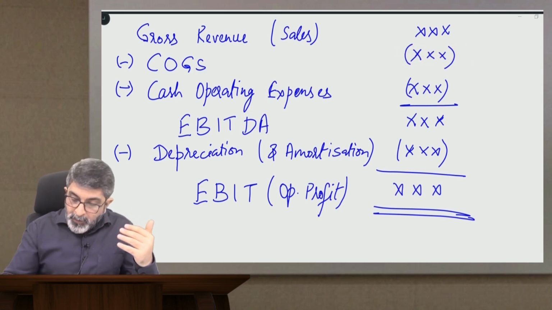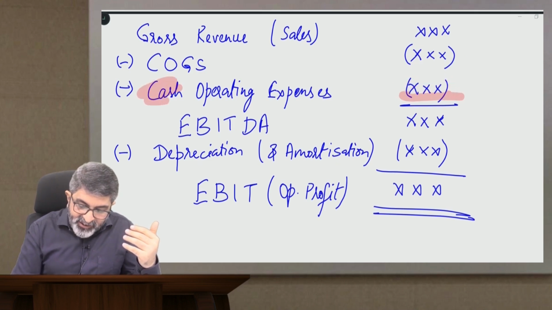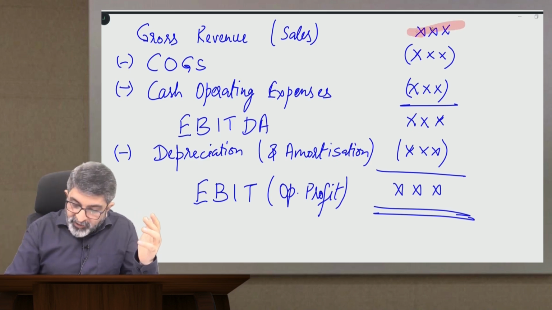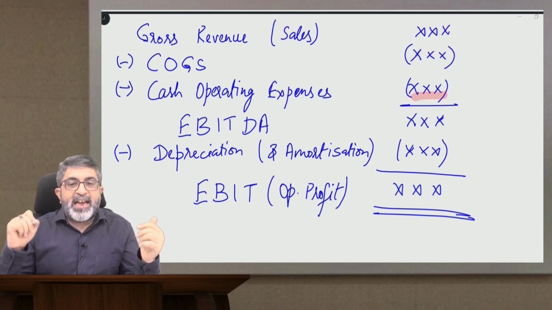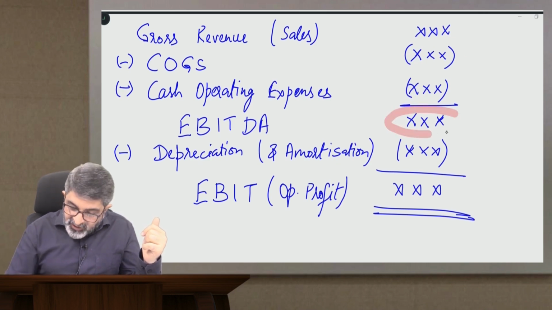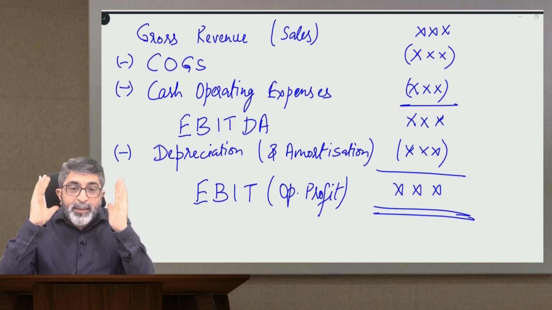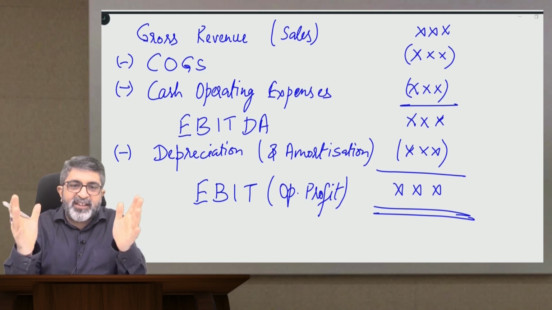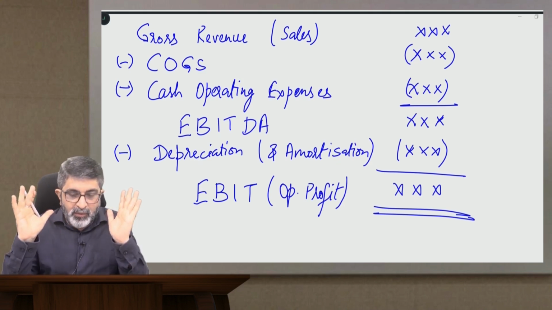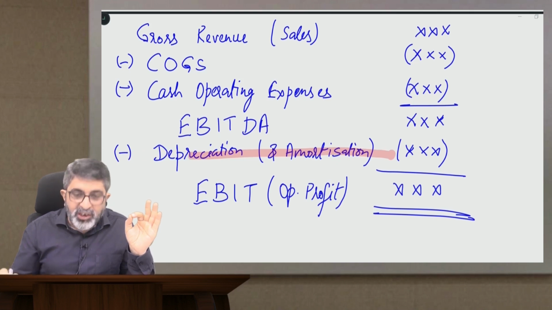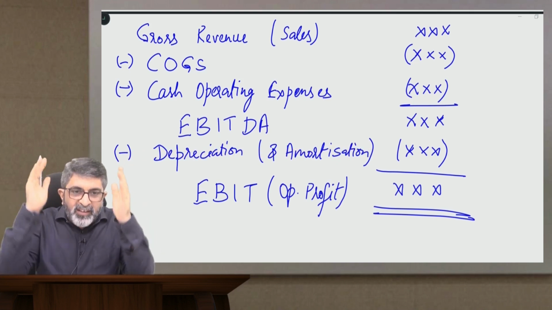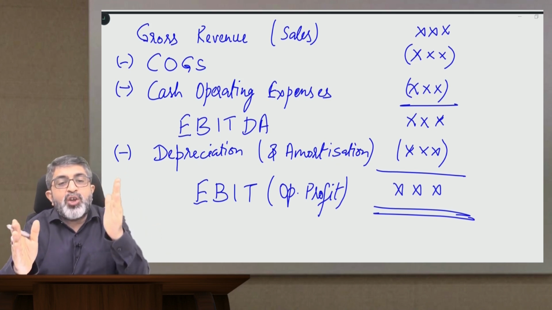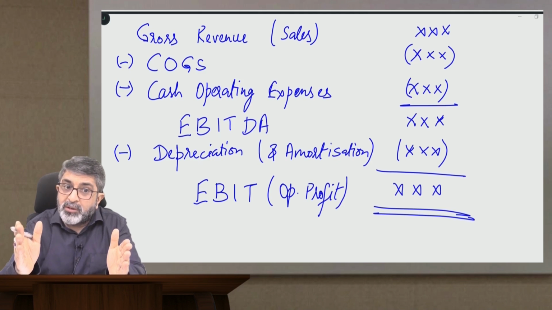Your cost of goods sold you have spent in cash, so this is a cash outflow. Cash operating expenses, these are cash expenses, correct? So you would have obviously paid in cash. So this was cash inflow, then cash outflow, then cash outflow. So this is the net cash flow available. That means EBITDA itself is equivalent amount of balance that is available in cash. Then you subtract depreciation and amortization. This is the only point of major difference in your profit and in your cash flow calculation.